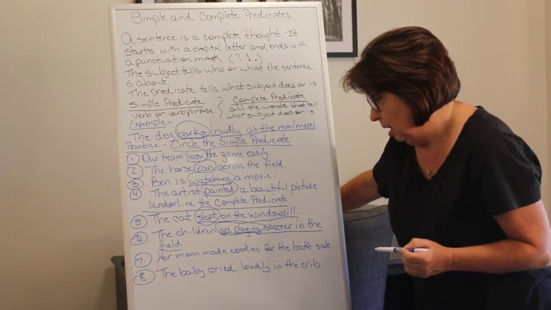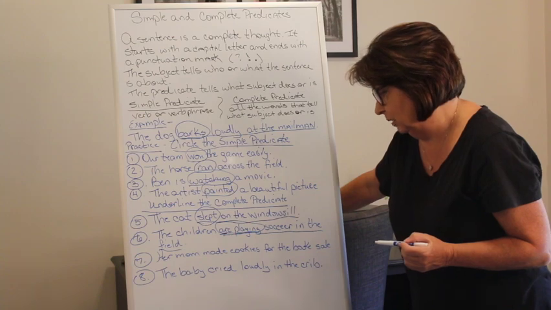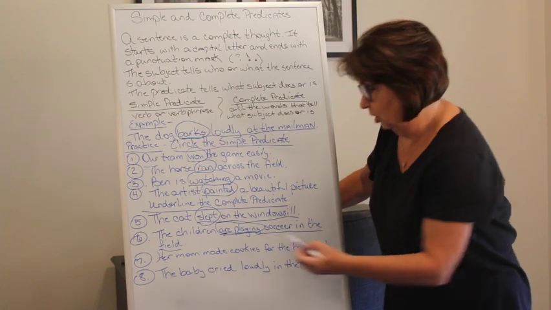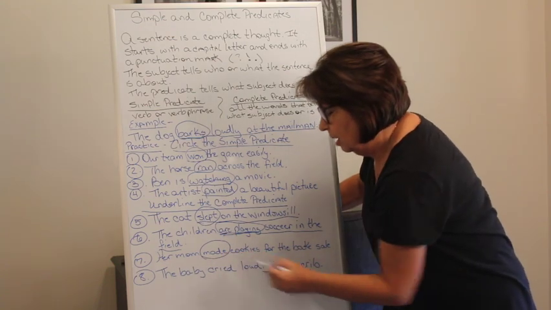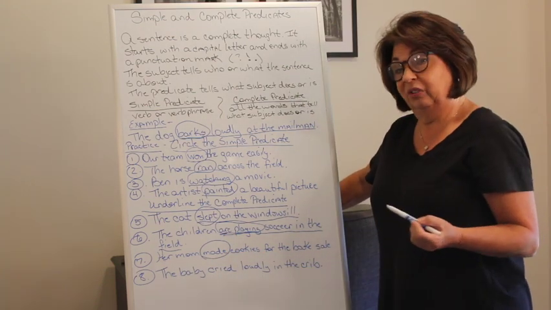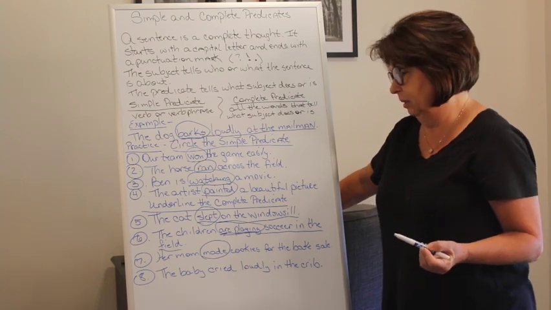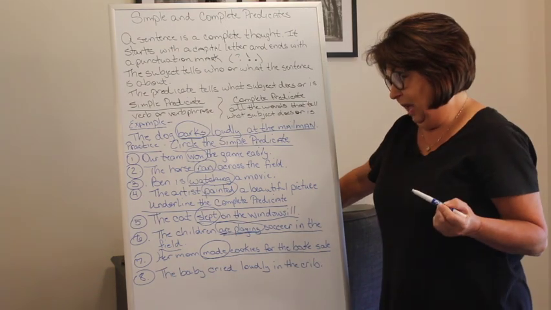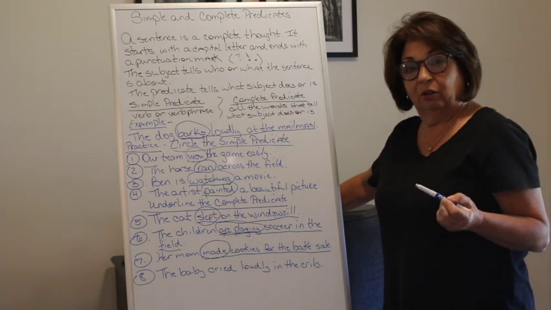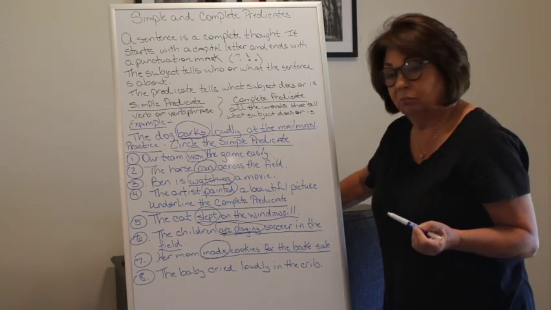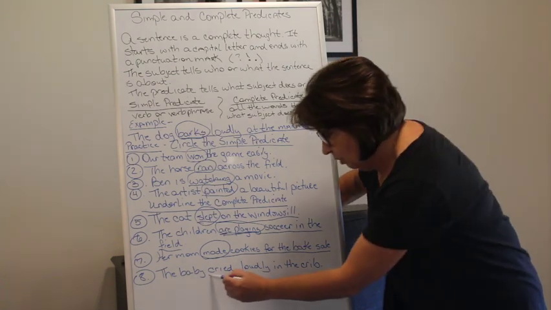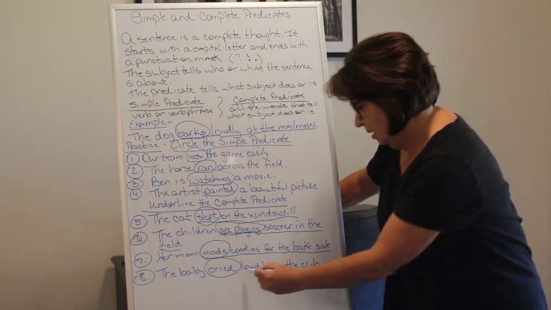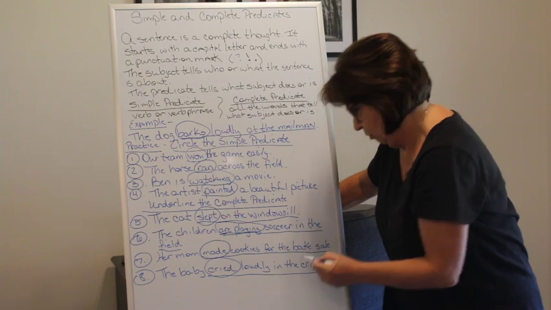All right, next one. Her mom made cookies for the bake sale. What did she do? She made. Okay, that's our simple verb. What's the rest? What's the complete predicate? Yes, made cookies for the bake sale. And finally, the baby cried loudly in the crib. What's the baby doing? You said cried, that would be correct. And then what is the rest? Yes, cried loudly in the crib.